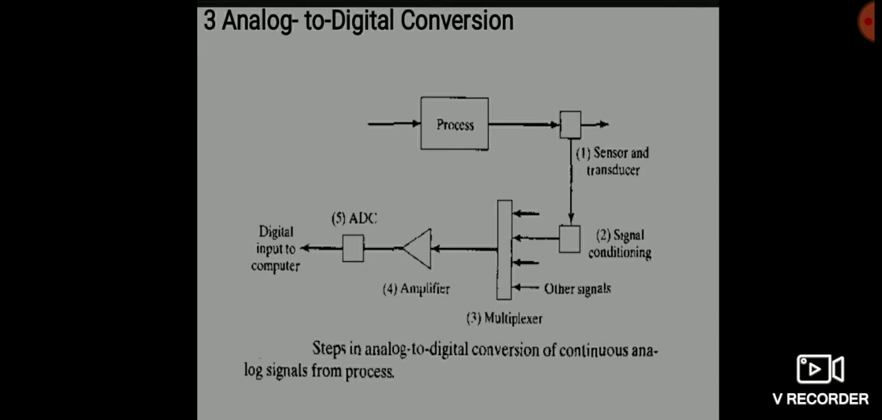Now, the amplifiers. These amplifiers are used to scale the incoming signals up or down to be compatible with the range of the analog to digital converter. Analog to digital converter: as the name indicates, the function of the analog to digital converter is to convert the incoming analog signal into digital signals.